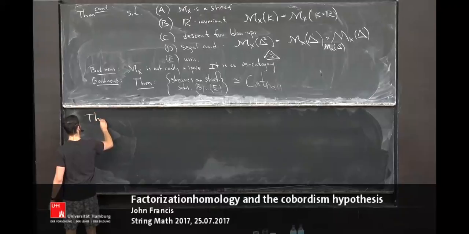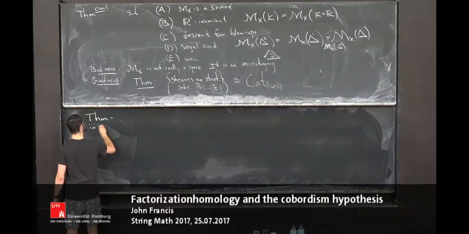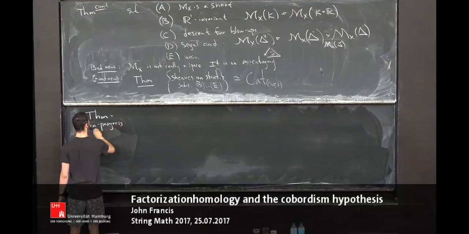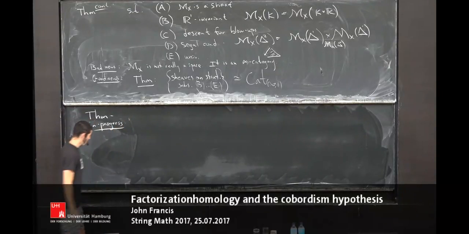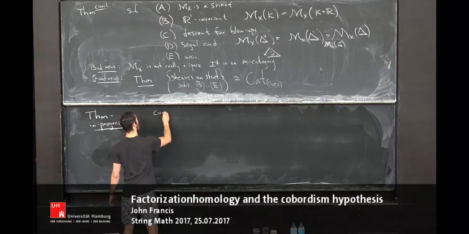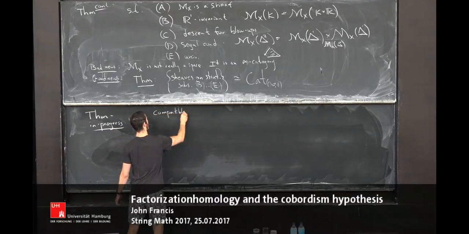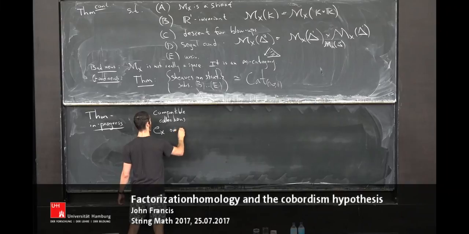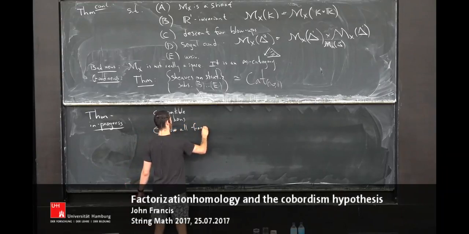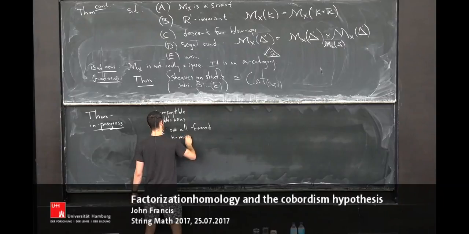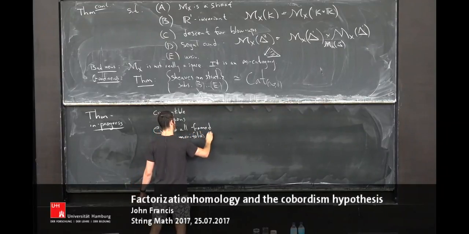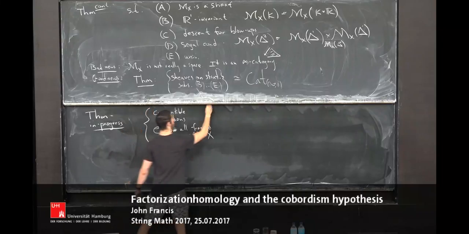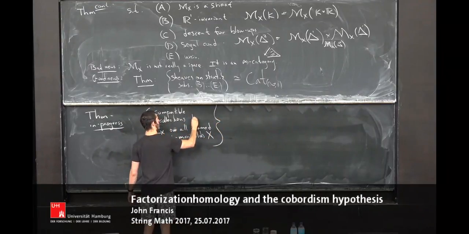It's the following theorem. This is, I'd say, in progress. So parts of this have appeared in print and other parts are still being written. So you can consider compatible collections of C sub X on all framed n-manifolds X. Let me say I'll call these local systems.